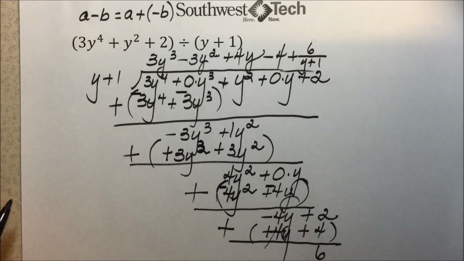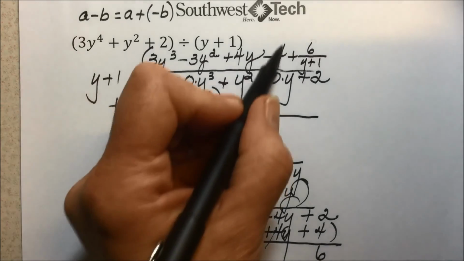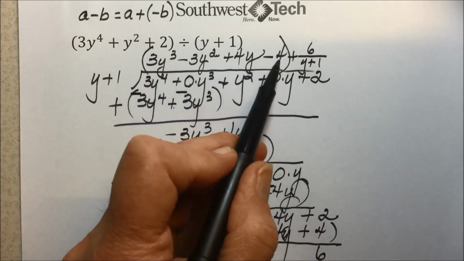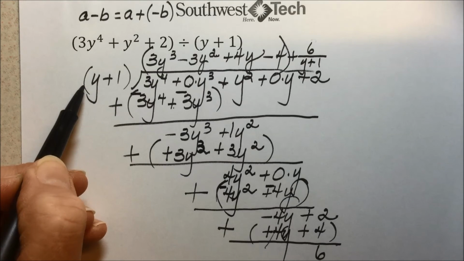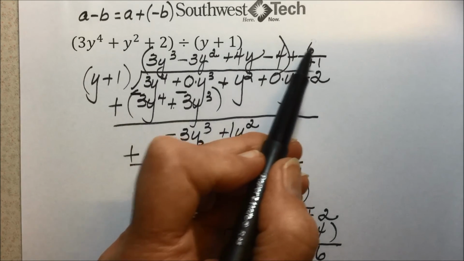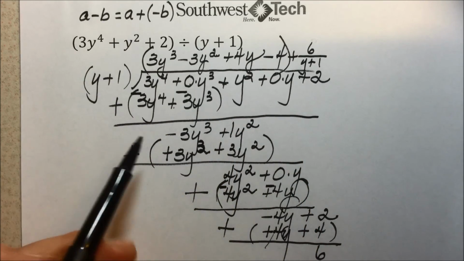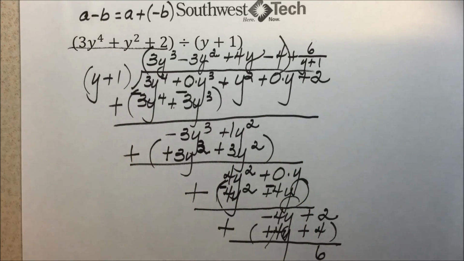To check this problem, we would take our quotient, this 4-term polynomial, and multiply it by our divisor. Remember, to check a division, we multiply, and then add that remainder on. That should bring us back to the polynomial that we started out with.